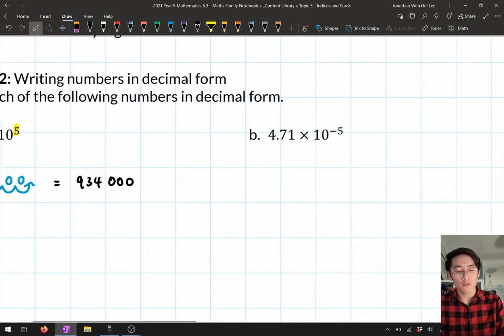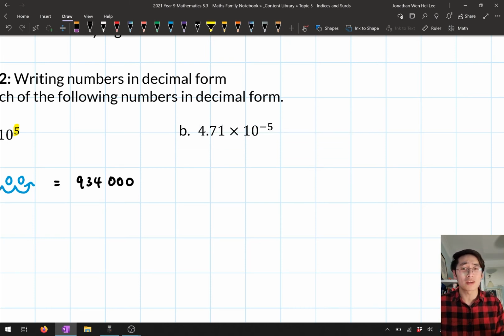Here, in this example, we've got 4.71 times 10 to the power negative 5. Now, because it's a negative power of 10, that means it's a small number, which means I need to move the decimal point to the left. So I'm going to write this 4.71 and move it to the right a bit just so I can get a bit of space to move it to the left. And so my power of 10 was negative 5. And so I'm going to move it 5 times to the left this time.